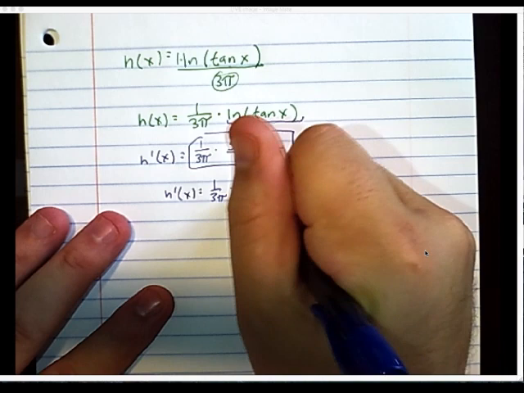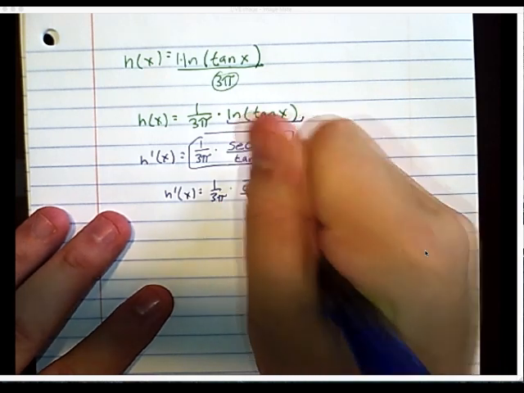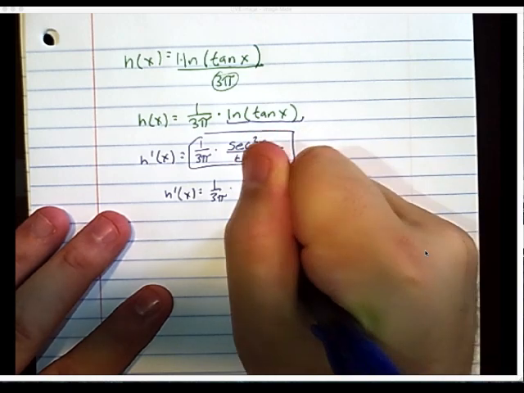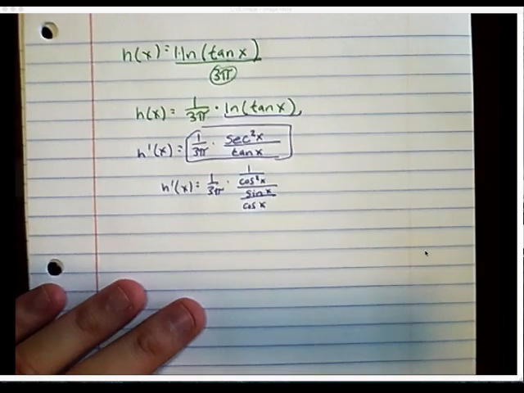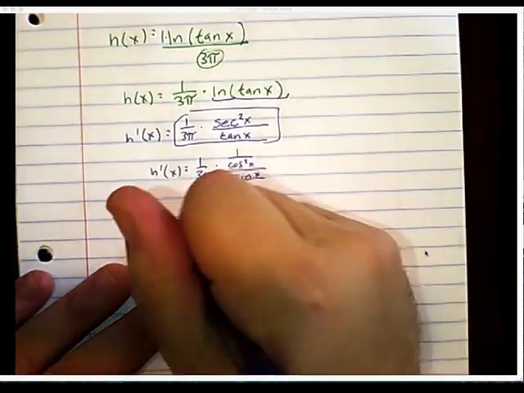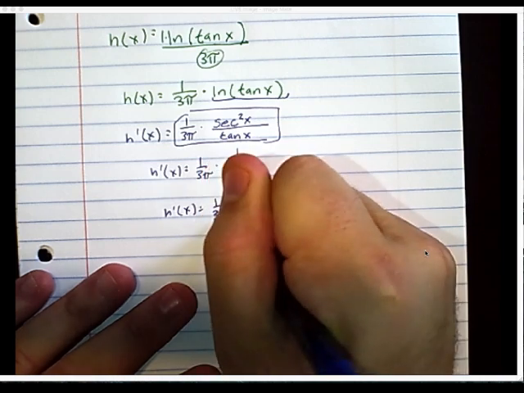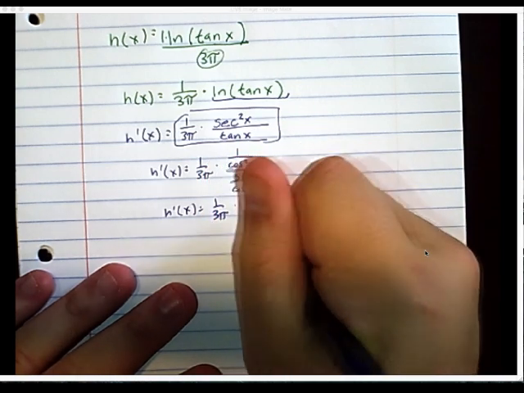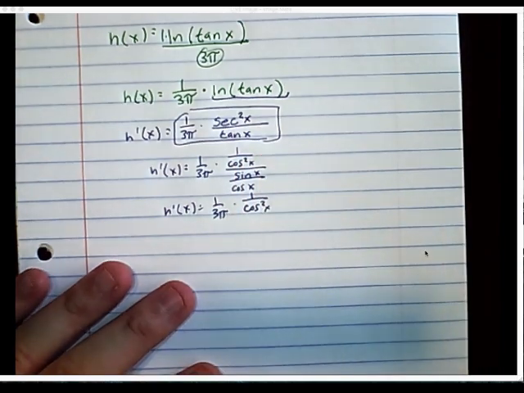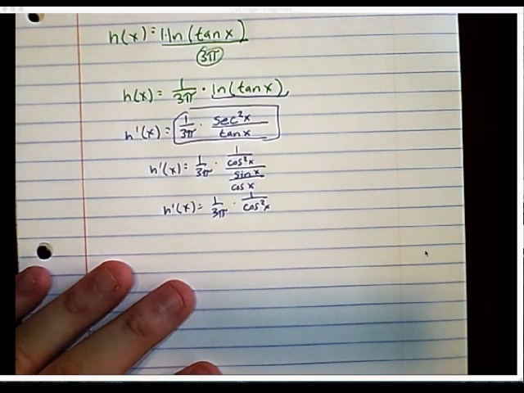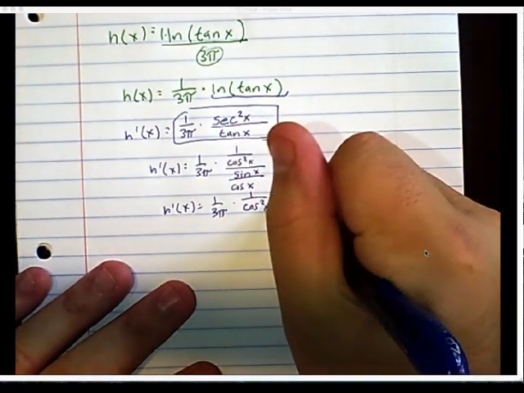What is secant squared? Secant squared is 1 over the cosine squared. Tangent is sine over cosine. So if you want to think about this with fraction division, we keep the first fraction the same, 1 over cosine squared of x. We change the division bar into multiplication and we flip that.